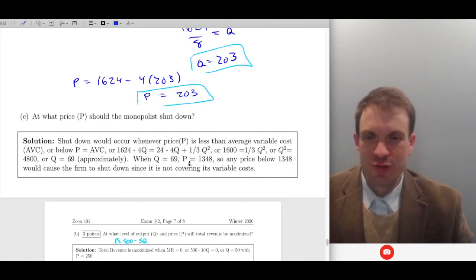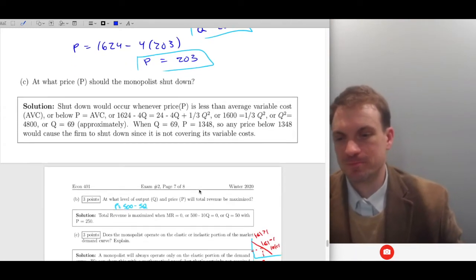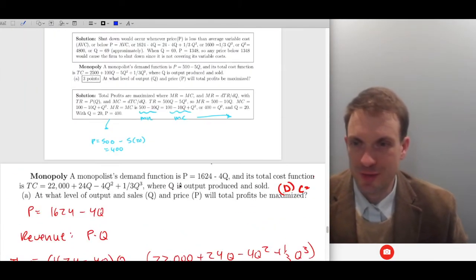Right. When you find the associated price, it's going to be $13.48. So any price below $13.48 would cause the firm to shut down, because we'd be below the price equal to average variable cost threshold. All right. So let's see.